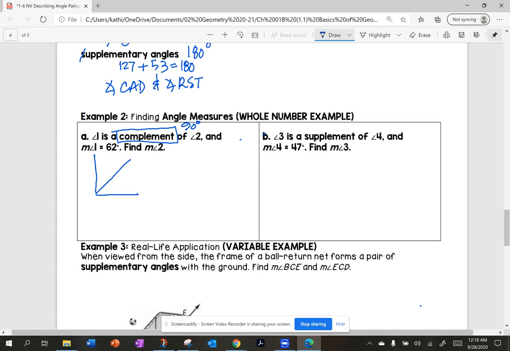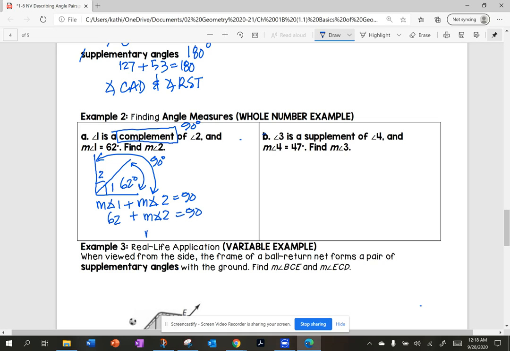I know I have a 90-degree angle, and I have one angle 1 and an angle 2, and I know angle 1 is 62 degrees from here to here, and I know from here to here is 90 degrees. So I know if I add the measure of angle 1 plus the measure of angle 2, they total 90. So if I substitute in angle 1 is 62 degrees plus the measure of angle 2 equals 90.